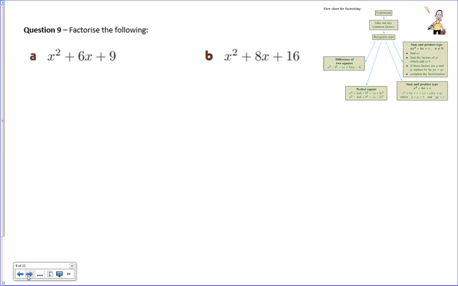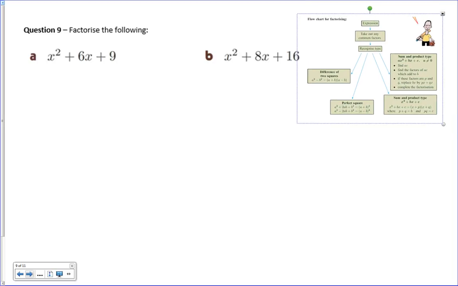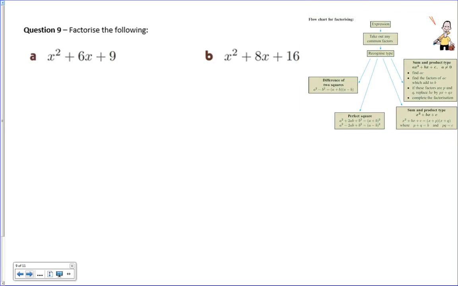Question 9. So let's have a look at question 9. Is there a common factor? No common factor. So now let's have a look. Is it a difference of 2 squares? There's 3 terms, so it's definitely not that. Is it a perfect square? Well, what I usually do for that is I look at the last term. That last number is a square number, so it's potentially that. 3 squared makes 9, so let's look at double 3. Double 3 makes 6, so therefore it is a perfect square. And so we can go x plus 3 all squared.